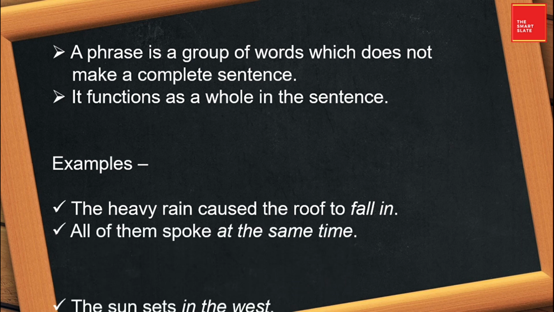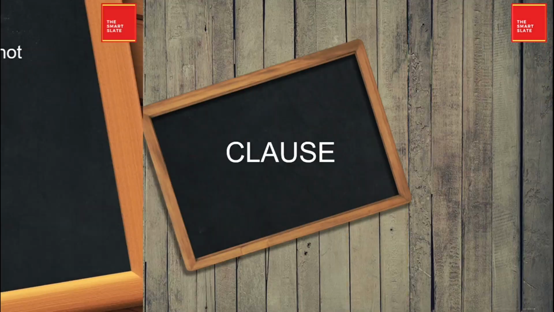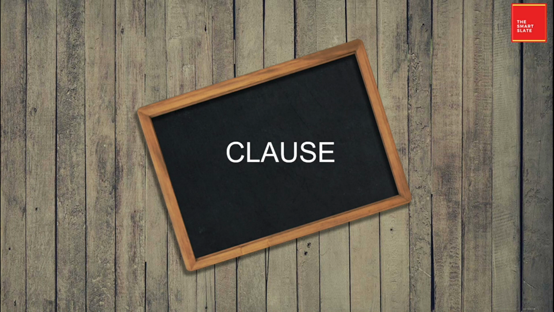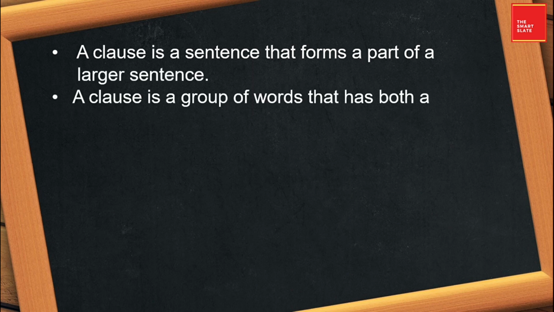All of them spoke at the same time. The sun sets in the west. So at the same time and in the west are phrases. Next is a clause. So what is a clause? A sentence that forms a part of a larger sentence is known as a clause. It is a group of words that has both a subject as well as a predicate.